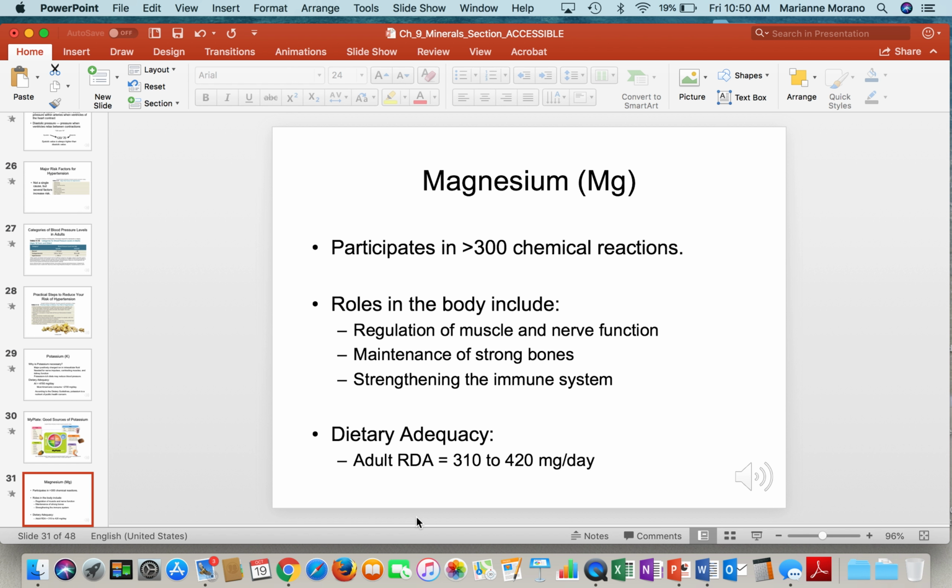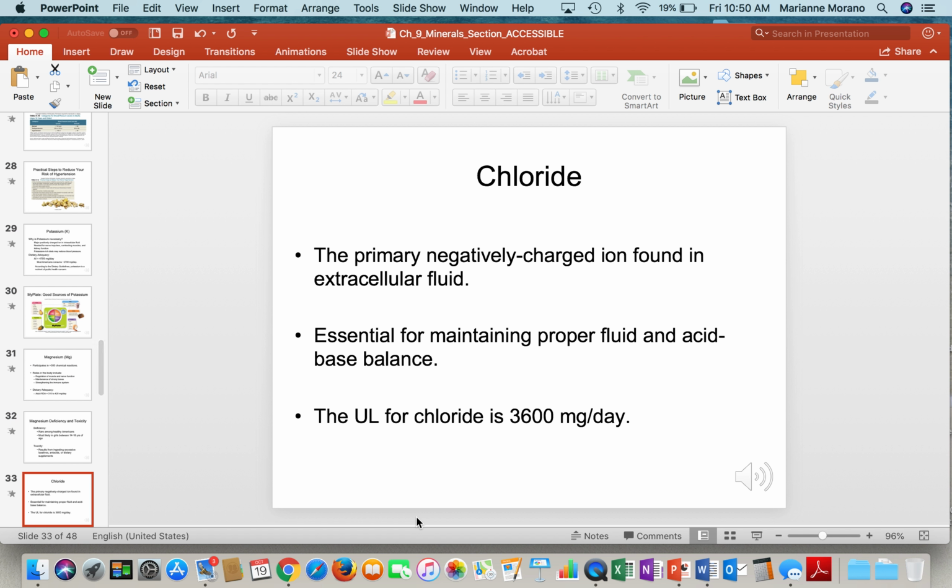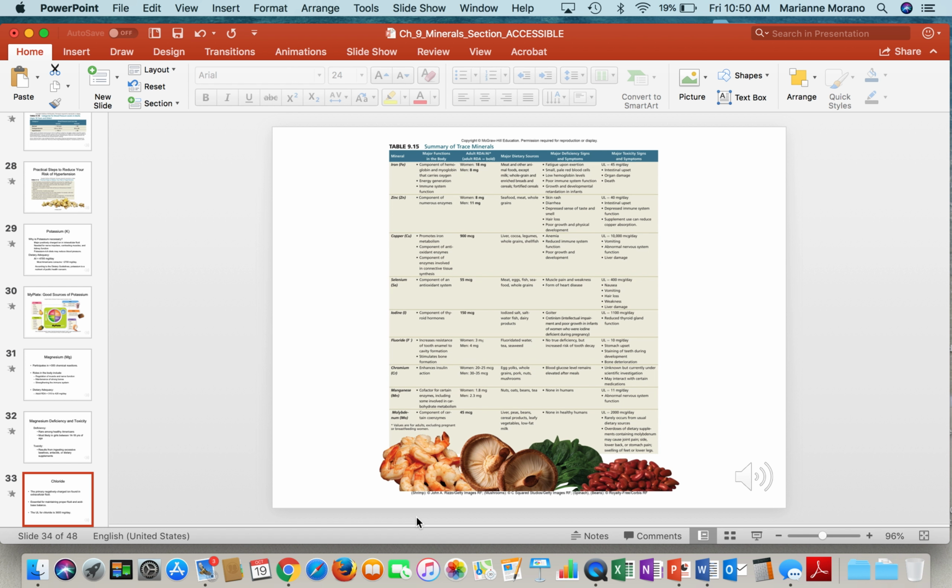Magnesium is another mineral that is very important in over 300 enzymatic reactions in the body, and it helps regulate the muscle and nerve function, strengthens your bones and your immune system. So 310 to 420 milligrams a day is adequate. We usually don't find deficiency, and if we have toxicity, it's because you're taking too many antacids or dietary supplements. Chloride is essential for proper fluid and acid-base balance as well.